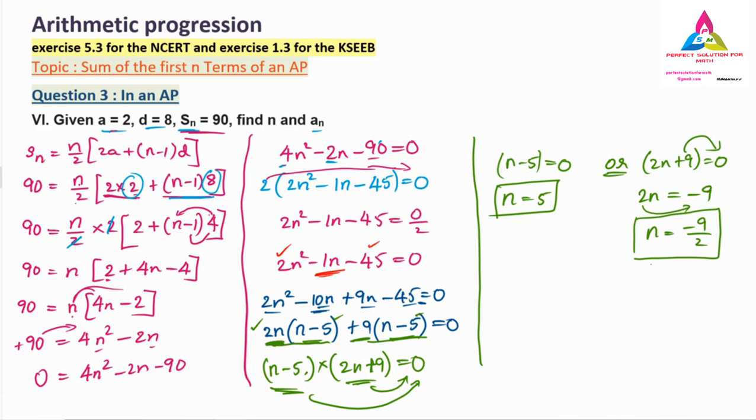Now which one do we have to take as the n value: whether we have to take n as minus 9 by 2, or whether we have to take n as plus 5. Here, always remember, n is a sequence number, it is not an a value or a d value. The a value may be negative, the d value may be negative, or the a value may be a fraction, the d value may be a fraction. But coming to the n value, it must be a natural number or a whole number.